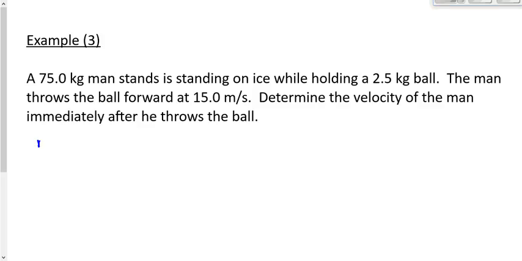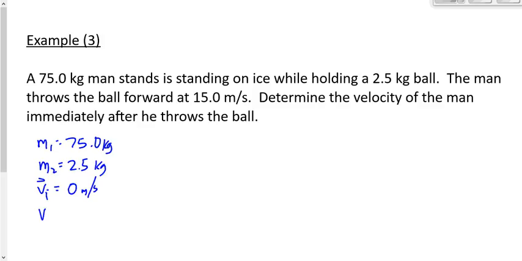Let's say that M1 is 75 kilograms. That's the mass of the man. Let's say M2, the mass of the ball, is 2.5 kilograms. Pay attention to this, focus on this one here. Let's say that Vi, not V1i or V2i, because before anything happens, there's really only one object. It's the man and the ball combined. The man and the ball are one with each other. The velocity of that one object, that man-ball object, is 0 meters per second because he's not moving. He's holding the ball and he's not moving.